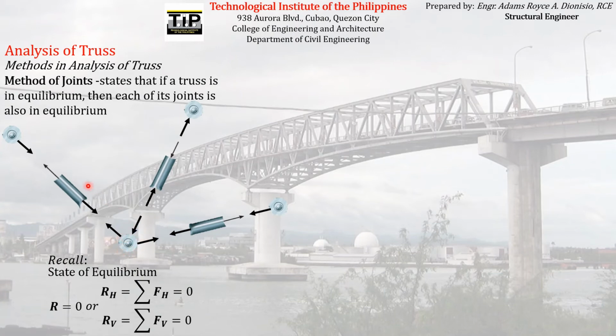Ngayon, pansinin nyo itong free body diagram ng member na to. Tingnan nyo yung force na nag-act sa kanya. Di ba parang pa-outward, palabas mula dun sa member. May tawag sa ganyang force na pointing outward mula dun sa member. Tawag sa ganyang force ay tension force.